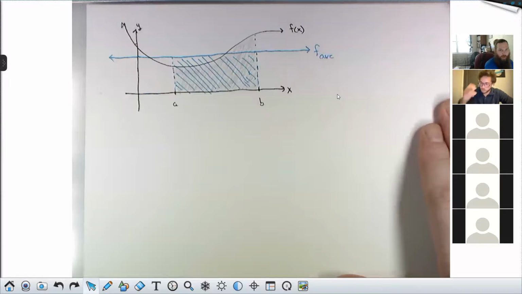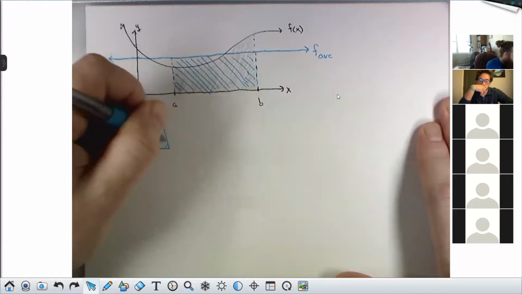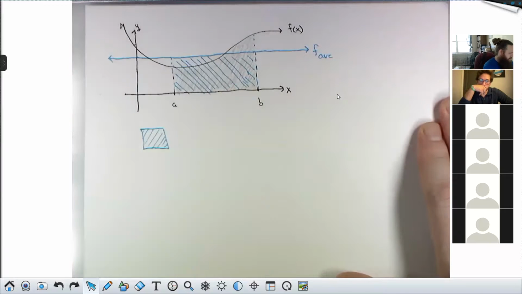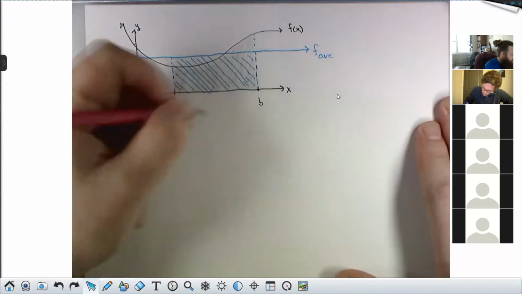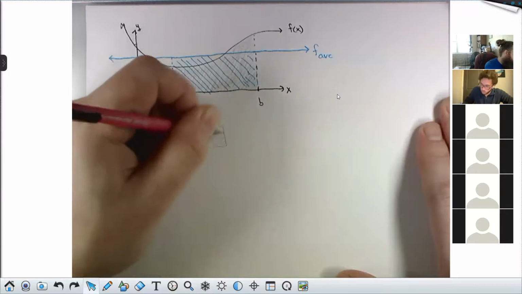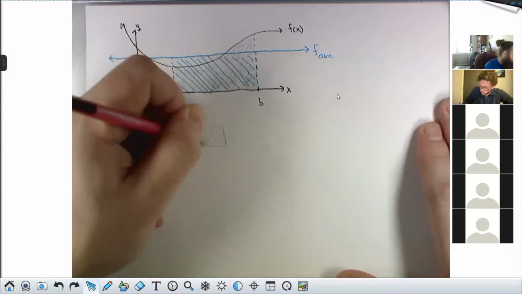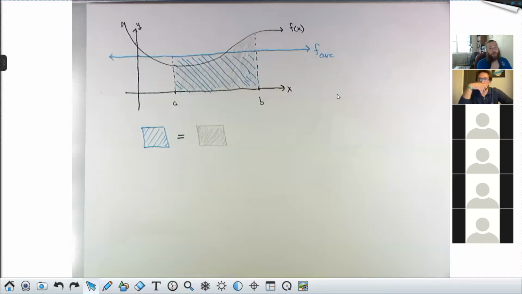Okay. So the blue shaded area is actually equal to the pencil shaded area. This is one very clever way of defining the average value. You could say that the average value for a function is the unique constant function that encloses the same area as the original function on the interval AB. One last cool thing.